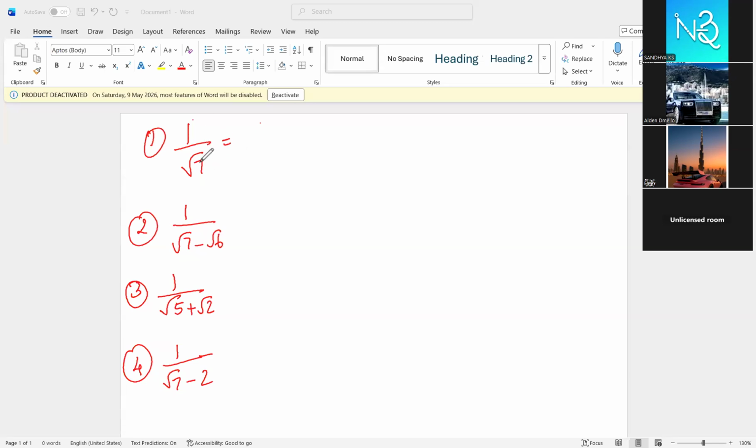1 by root 7. So only one number means you need to multiply 1 by root 7. To rationalize that, you need to multiply that same number with numerator and denominator. So 1 into root 7 becomes root 7. Root 7 into root 7 becomes 7. So our answer is root 7 divided by 7. That's it.